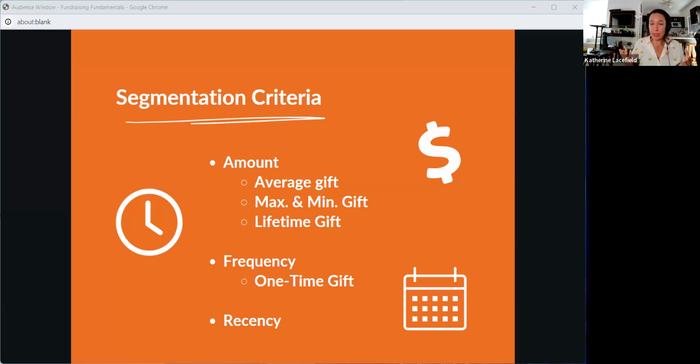So what are the kinds of criteria you're going to use? Number one, you might want to segment around the amount of the donation. So this might be: what's their average gift or their average annual gift? What is their maximum gift or their minimal gift? What is their lifetime value? These different criteria around amount allow for different forms of segmentation. The lifetime value is going to focus on your loyal donors. These are maybe the ones you're going to be curating towards, for example, a legacy gift. The ones that have given the most over their lifetime are going to be the interesting ones.